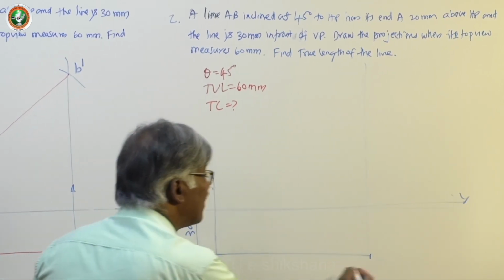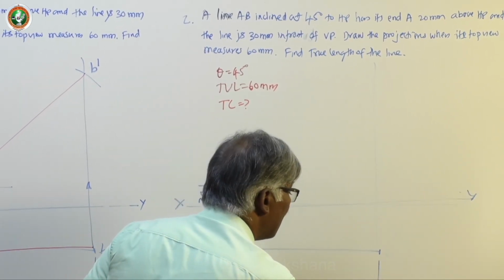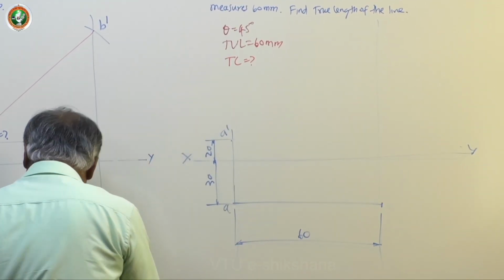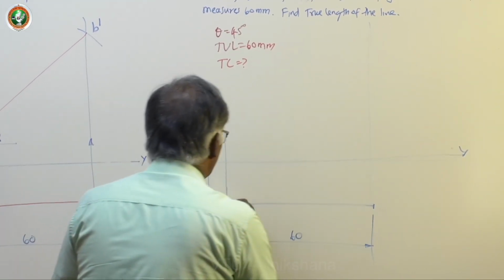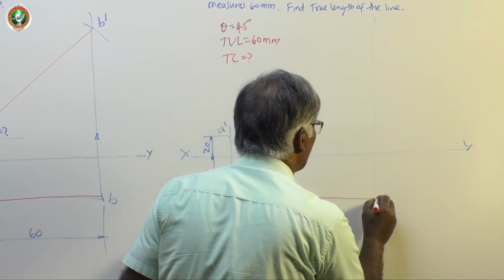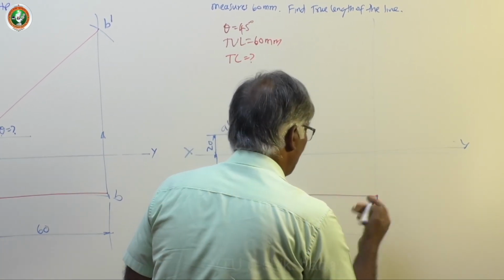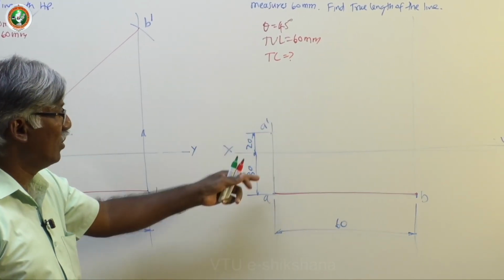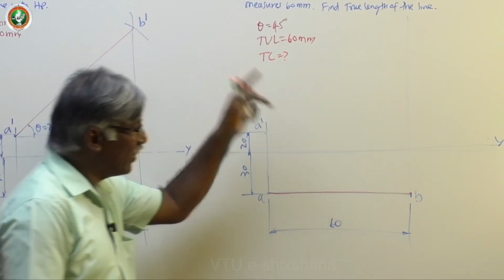So let me dimension that, 60 mm, and darken this, because this is required. This is the final top view for us. This point is B. Now to get B dash, the front view, similar to the previous problem, draw the vertical projector.